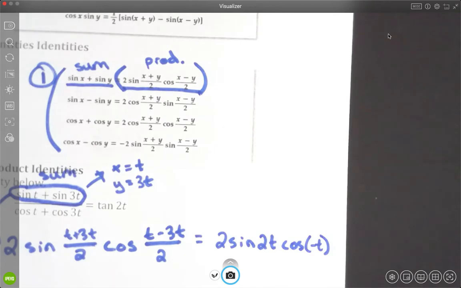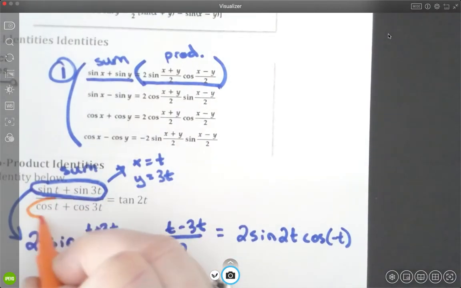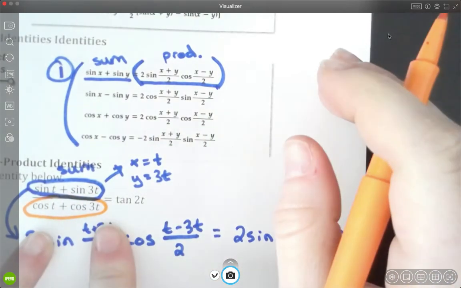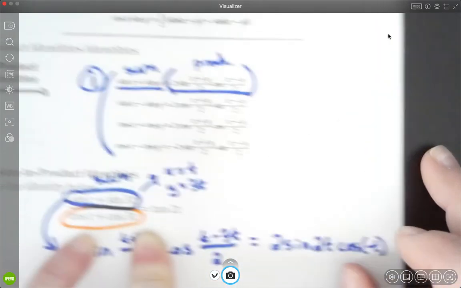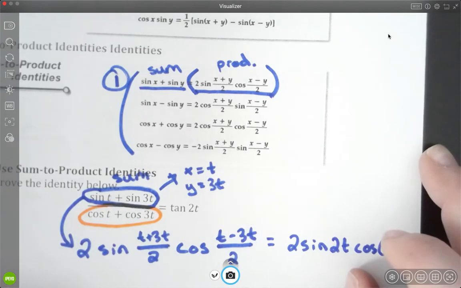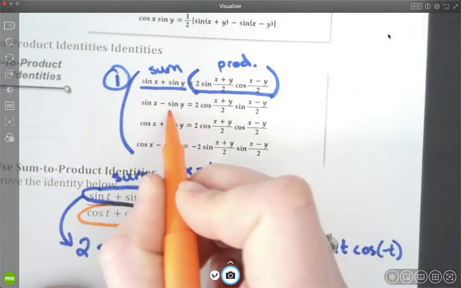Now we got to do the bottom and see if it cancels out. I'll do the bottom in orange. Again, we still have x being t and y being 3t. And this is cosine plus cosine. So which one of the four formulas are we using up here? The third one. We're doing this guy.